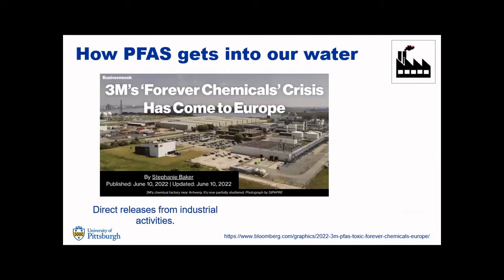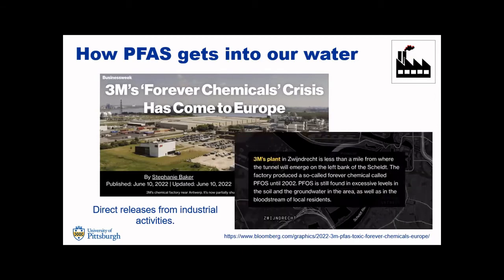So how do these PFAS get into our water? I already mentioned one of the ways it happens is through the use of AFFF. Another one, of course, is through industrial activity, and specifically, not surprisingly, the production of fluorochemicals and fluoropolymers. So this is a piece that was published just last week on the 10th on 3M's forever chemical crisis in Europe. So this was a discovery of contamination that had been going on for a long time, but had been sort of under the radar of 3M that led to very high levels of PFAS in the soils.